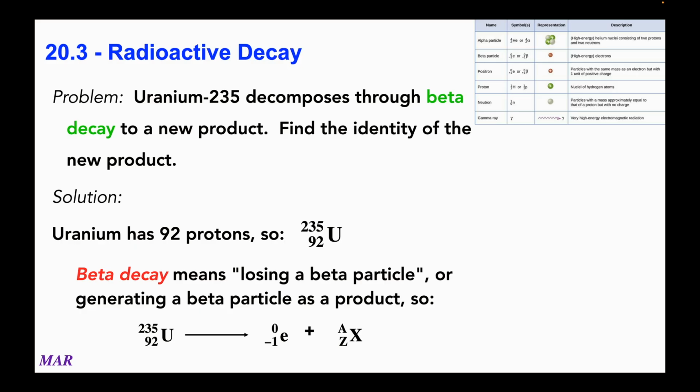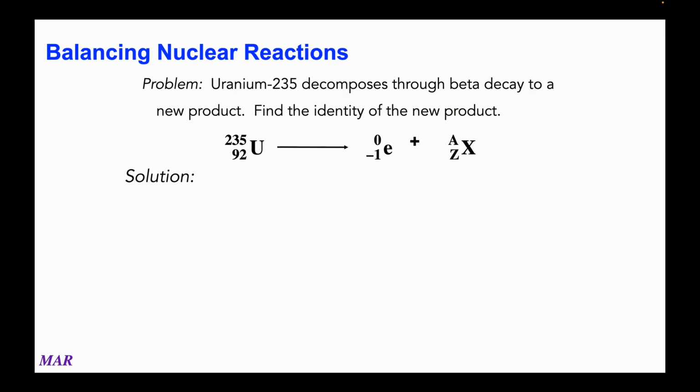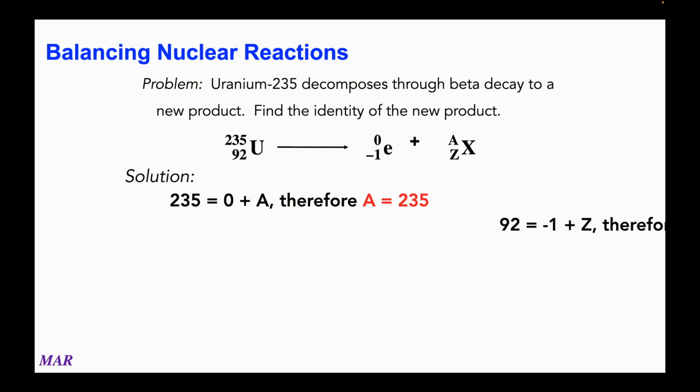We don't know what the missing particle is, but you can probably imagine it won't be too terribly hard to figure out. As an example, 92, the atomic number of uranium, is going to equal minus 1 plus Z. The atomic number on the product side, we'll solve for Z, then define that the number is 93. What we want to do for the top numbers, 235 on the top equals 0 plus A, so A equals 235. All right, so that's not too crazy.